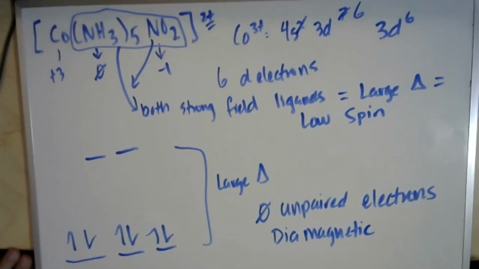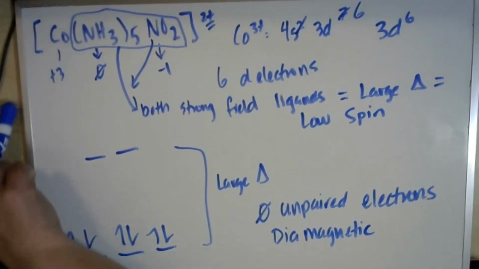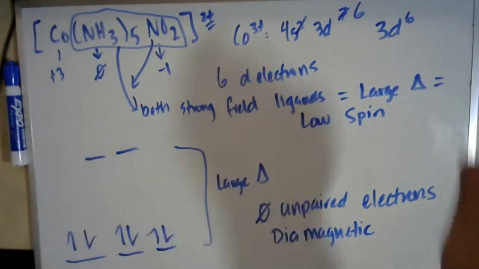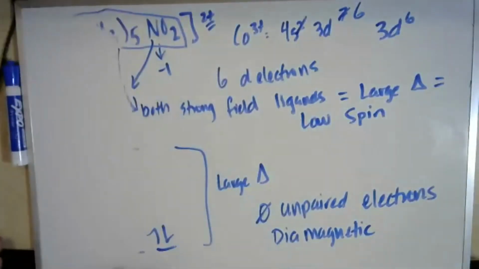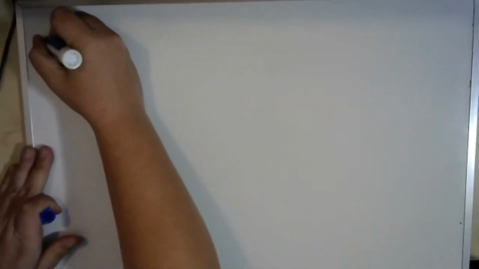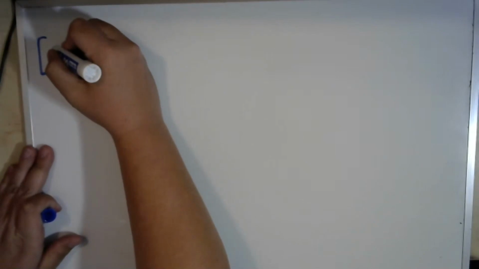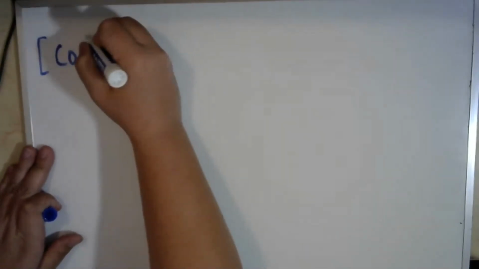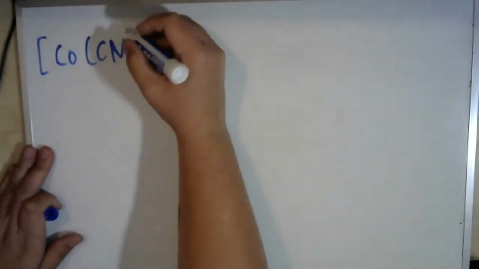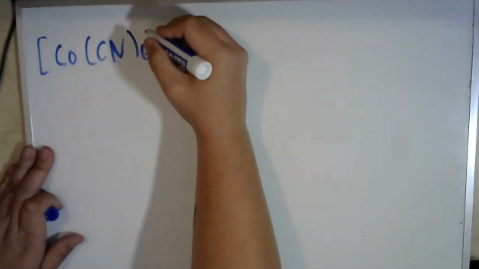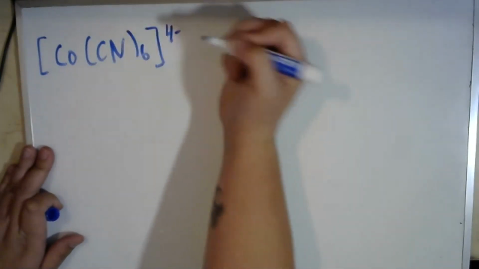All right. So let's look at one more example. This one's going to be Co(CN)6 4-.